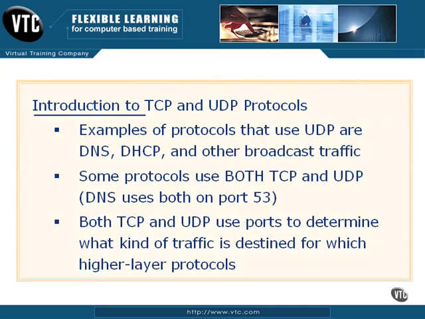Now, some examples of protocols that use UDP are DNS, the Domain Name System, DHCP, and pretty much other kinds of broadcast traffic. There are many other different protocols that use UDP. There's even a couple of protocols out there that use both TCP and UDP. DNS is probably the best example of those. Now, another characteristic that TCP and UDP actually have in common is that they both use ports to determine what kind of traffic is destined for higher layer protocols, application layer protocols on the destination computer. We're going to talk about all of these characteristics a little bit more in depth as we go through the next few sessions.